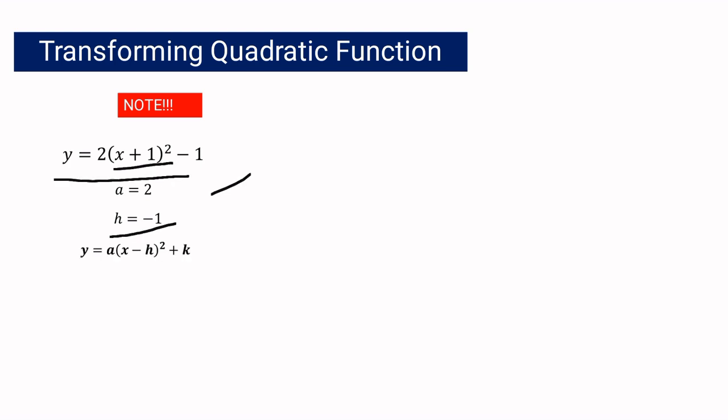Take note, it is y equals a times the quantity x minus h squared plus k. Just to prove that it is really negative 1, you copy x, you copy h, you copy negative, you substitute the value of h, which is negative 1. That's why it will give us x plus 1 squared, just like what we have here. So again, if you have x plus 1 squared, definitely the value of h is negative. And then the value of k is? Yes, the value of k is negative 1.